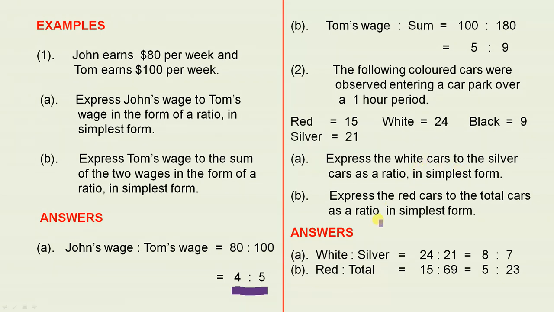So the first one is white cars is to silver, which is 24 is to 21. If we divide each of those by 3, that gives us 8:7. There it is in simplest form. Red cars to the total, we can see that red is 15. When we add the 4 numbers up, we get 69. So it's 15:69. Divide each of these numbers by 3. That will simplify the ratio. That gives us 5:23. So that's the simplest form.